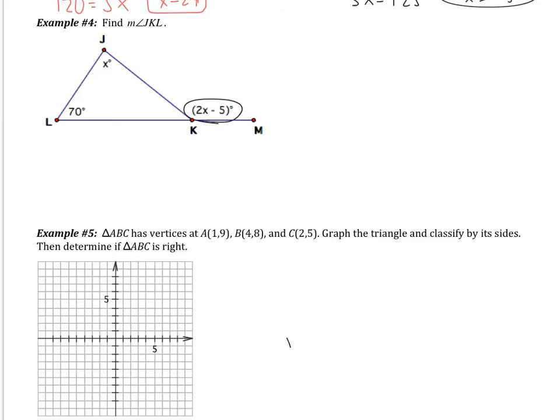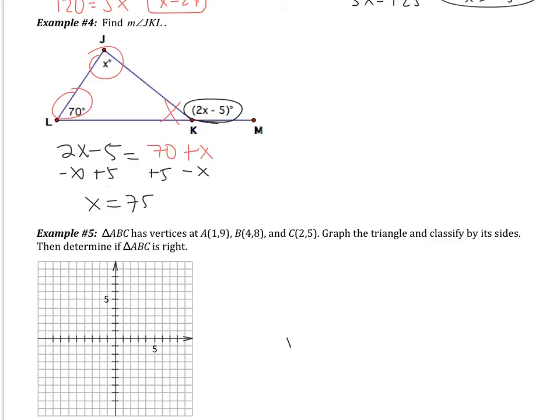In this case, 2x minus 5 is my exterior angle. So I have 2x minus 5 equals, this is my interior, which I'm not going to use since it's right next to the 2x minus 5. So I use the 70 and the x. So I get 70 plus x. If I subtract x, and I add 5, and I add 5, I get x equals 75.